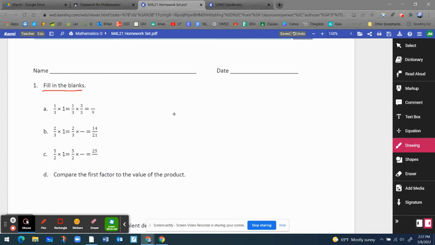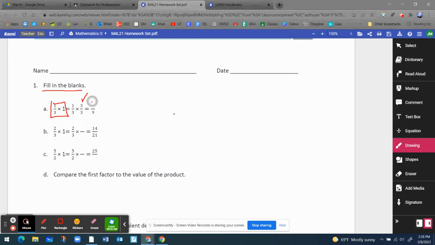As you can see, we have an equation with a setup, which is 1/3 times 1. The next step is that the 1 is converted into a fraction which, when you do that division, will equal 1, which is 3 divided by 3 equals 1. So now that is going to help us to find an equivalent fraction.